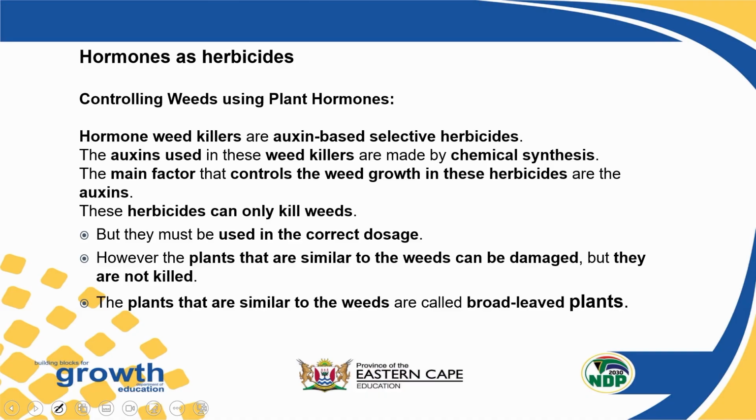Then also, hormones are used as weed killers. Remember, we have said that we use herbicides. Sometimes farmers will use chemicals in order to kill weeds. But the disadvantage of herbicides is that they are poisonous. They might be poisonous to plants that we eat and end up being poisonous to us. So farmers, or scientists, have come up now with a new way of killing weeds. We're using the hormones.